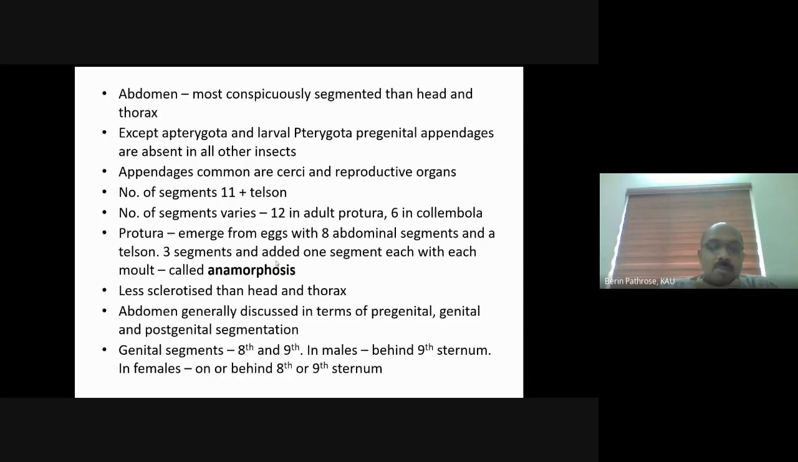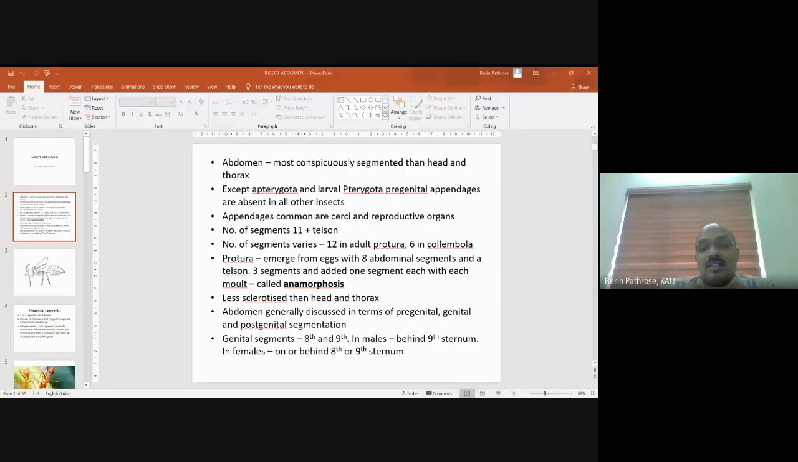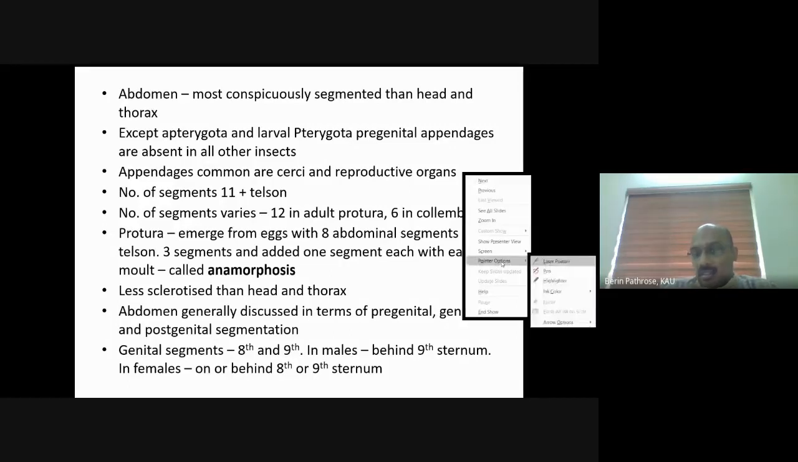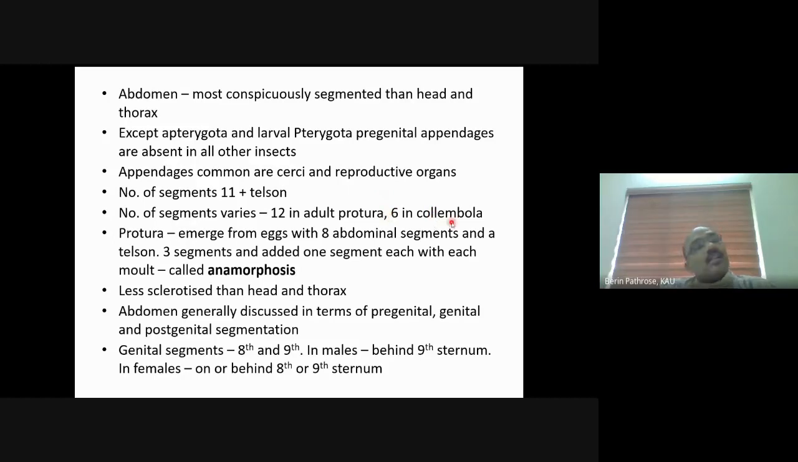Another difference in the number of abdominal segments is in another non-insectan hexapod, that is Collembola. We discussed that insects have 11 abdominal segments, Protura 11 plus 1, but in Collembola we have only 6 abdominal segments. So in non-insectan hexapods, the number of abdominal segments varies. Protura has anamorphic development with 12 segments, that is 11 plus 1. Collembola, another non-insectan hexapod, has only 6 abdominal segments.